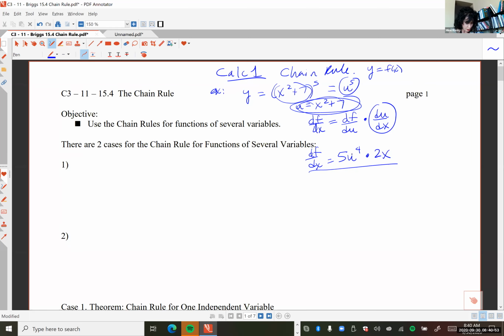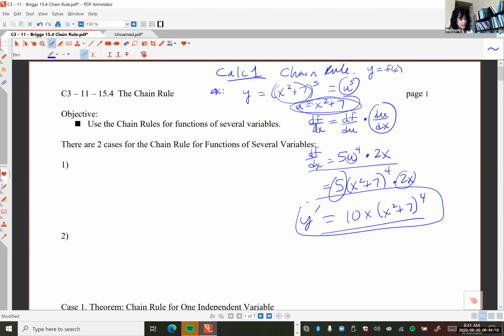So you're supposed to back substitute and ask, what was u? Let's put it back in. It was the quantity x squared plus 7. And then they usually wanted you to clean it up also. 5 times 2x is 10x, just to make it look nice and simplified, and then we're done. And so this was your derivative, we'll call it y prime, using the chain rule.